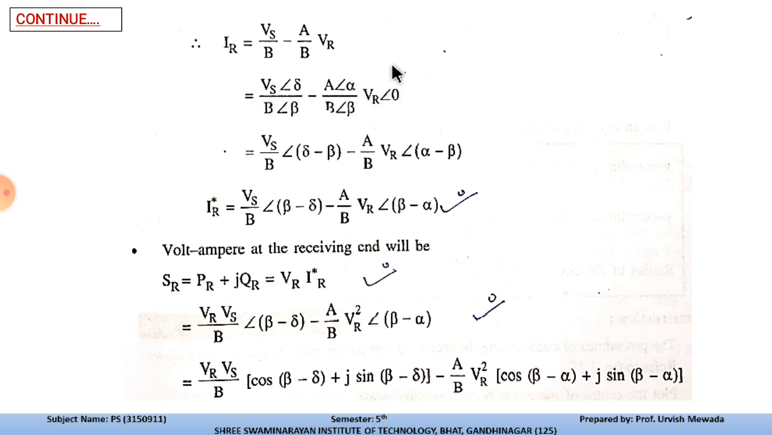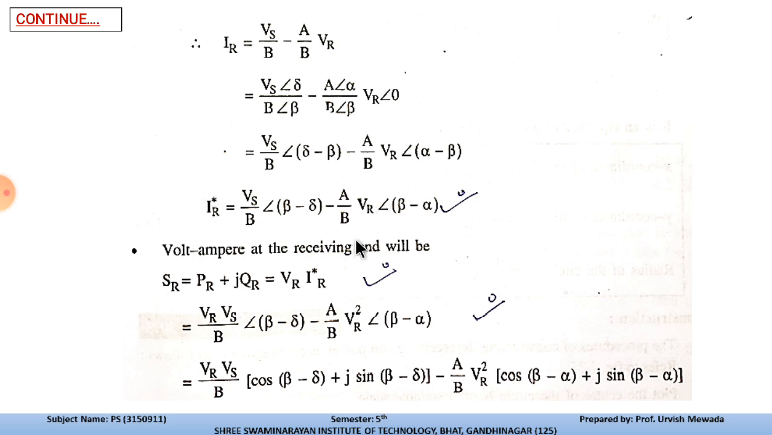Now if you solve the above terms, you will get Vs by B at angle delta minus beta, meaning whenever there is division, the angle gets subtracted. So delta minus beta, and A by B, so VR at angle alpha minus beta. Here we take the conjugate of IR. IR is equal to Vs by B, and we just interchange the angles. So delta is replaced with beta, and beta is replaced with delta. So beta minus delta, and A by B VR, where alpha is replaced with beta and beta is replaced with alpha. So this is the IR conjugate equation.